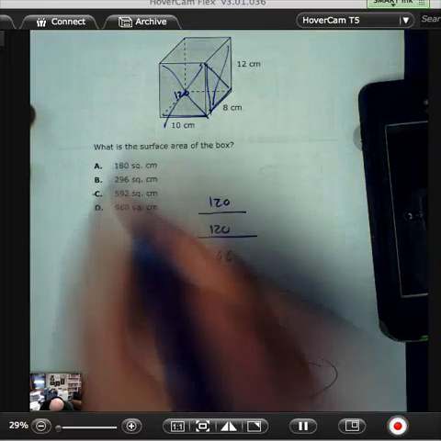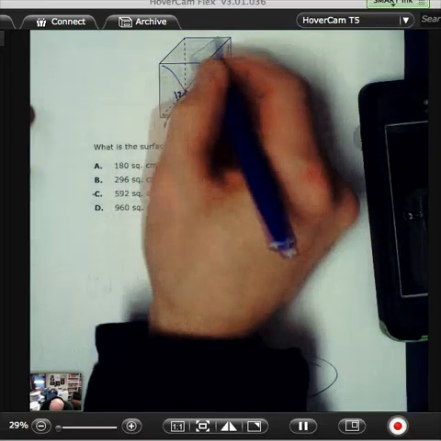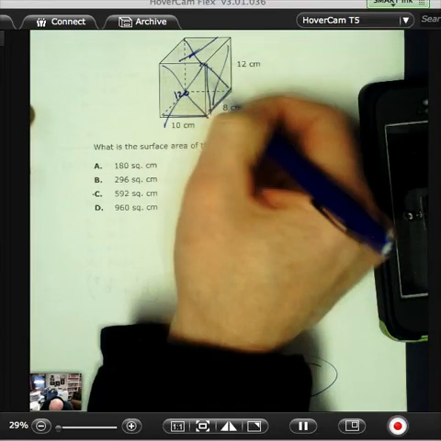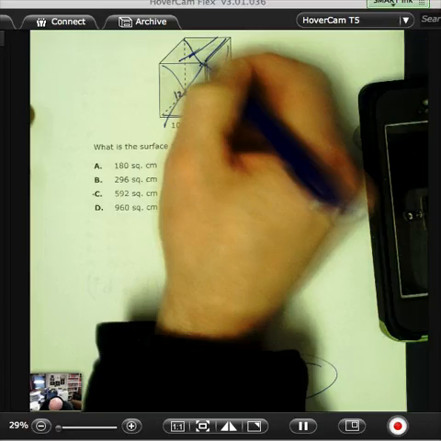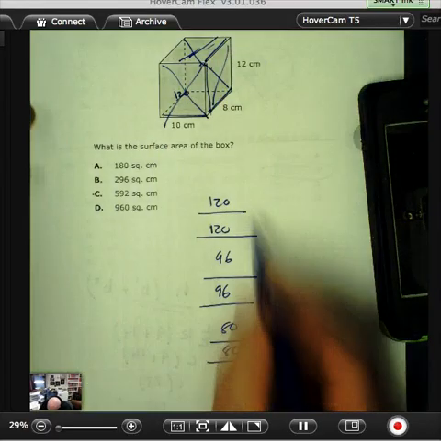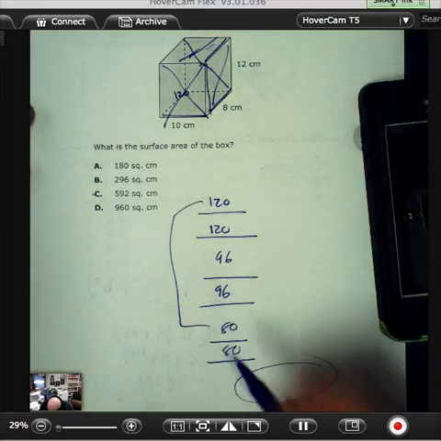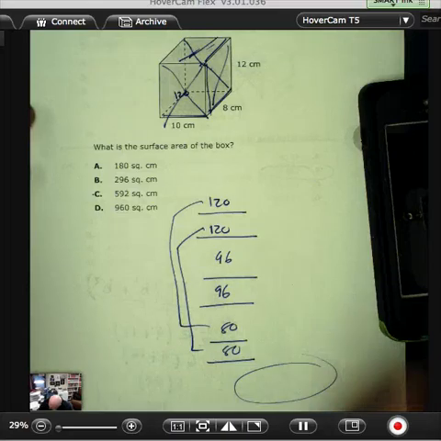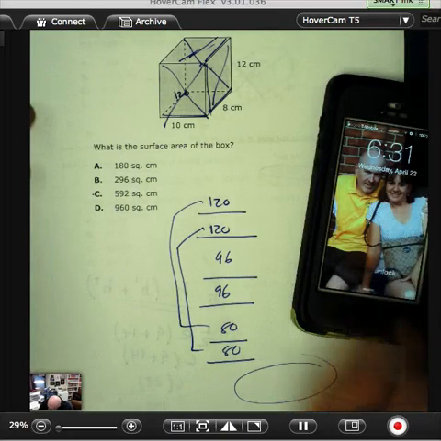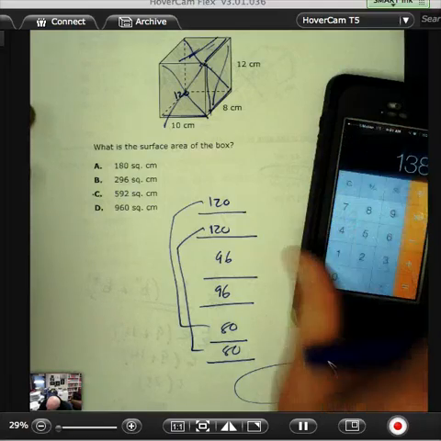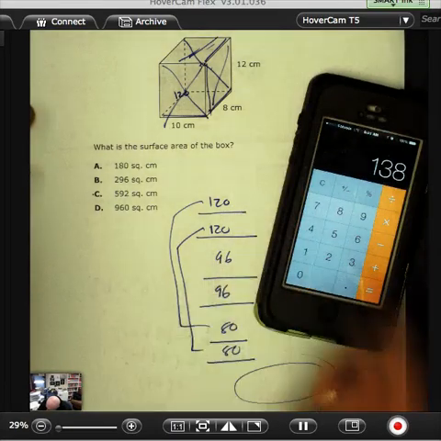Then I've got to figure out what the top and the bottom are. This one is 10 wide, and this measurement comes up here. This is 8, so it's 10 times 8. So I've got 80 and 80. Well, I can see right here these are going to each make 200. So it looks like my answer is going to be pretty close to 200. It's going to be pretty close to 600.